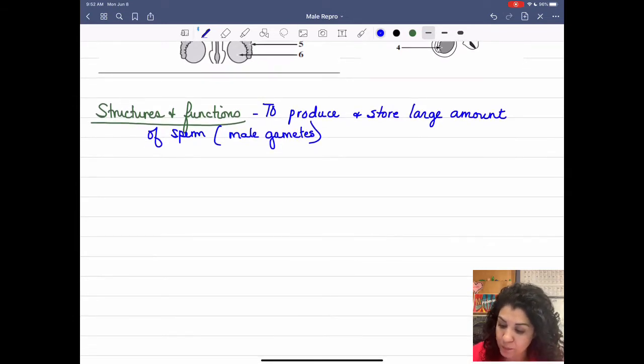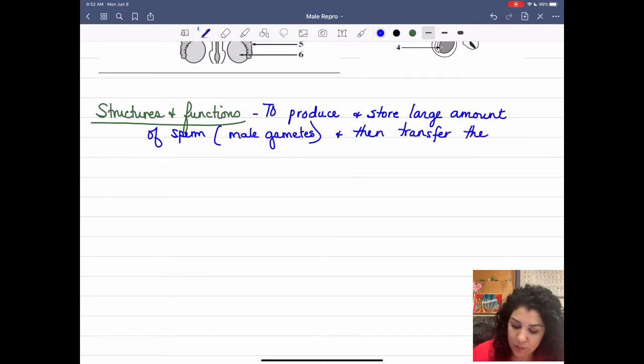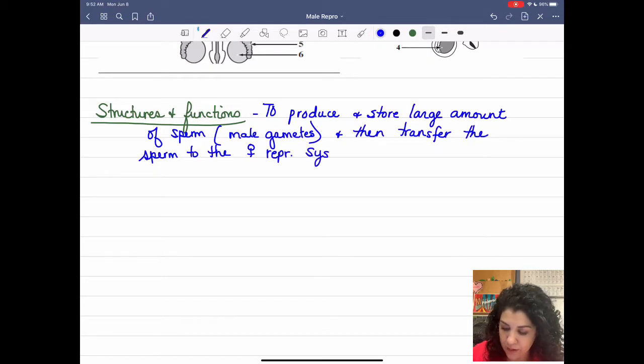And then, obviously, we need to transfer the sperm to the female reproductive system. Okay, so those are the functions. All of the structures that we have in the male reproductive section need to perform these functions.